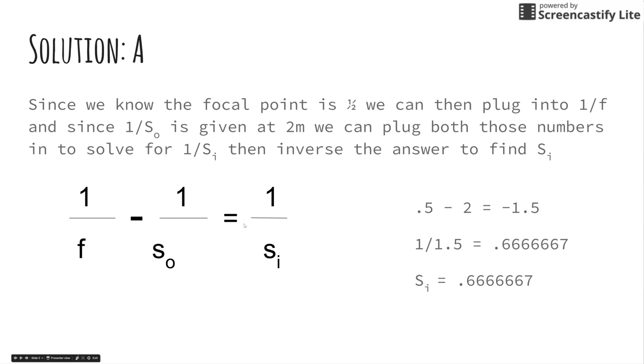And now that we know the focal point, we can plug it into 1 over F, and 1 over SO is given to us at this point, which is 2 meters. We can plug both those numbers in to solve for 1 over SI, and then we invert the answer to find SI. So we plug in 1 over F, which is 1/2, and we subtract 1 over SO in order to find 1 over SI. So we go 1/2 minus 2, which is equal to negative 1.5, and 1 over 1.5 is equal to 0.666667. So that means SI is equal to 0.666667.